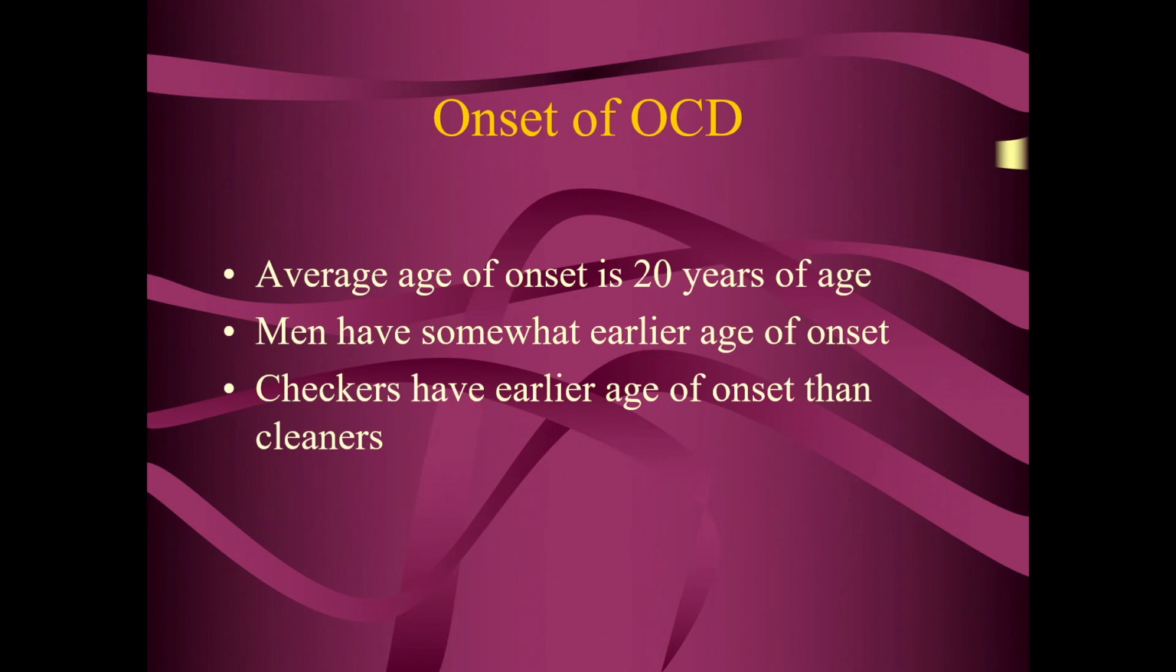Men have an earlier age of onset than women for OCD, and that's because checkers have an earlier age of onset than people who have contamination. And guess what? Men are more likely to be checkers. Women are more likely to be contamination cleaners. That's why men have an earlier age of onset.